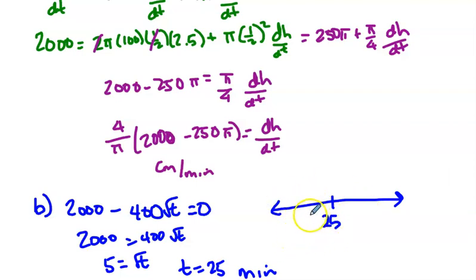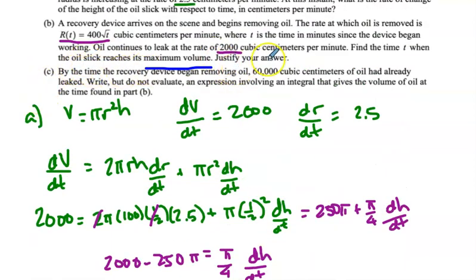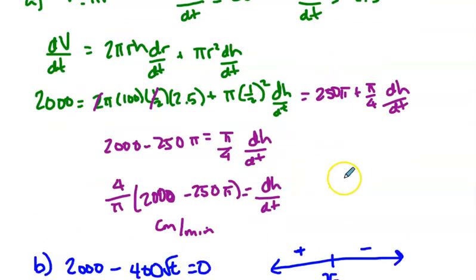So let's plug in some value like t equals 1, shall we say. So at t equals 1, I have 2,000 minus 400, which is positive. And then if we choose another value like t equals 100, square root of 100 is 10. 10 times 400 is 4,000. 2,000 minus 4,000 is negative. So my rate in minus my rate out is positive where t is less than 25 and negative where t is greater than 25. And therefore, my maximum, let's make sure I word this correctly, it says find when the oil slick reaches its maximum volume.